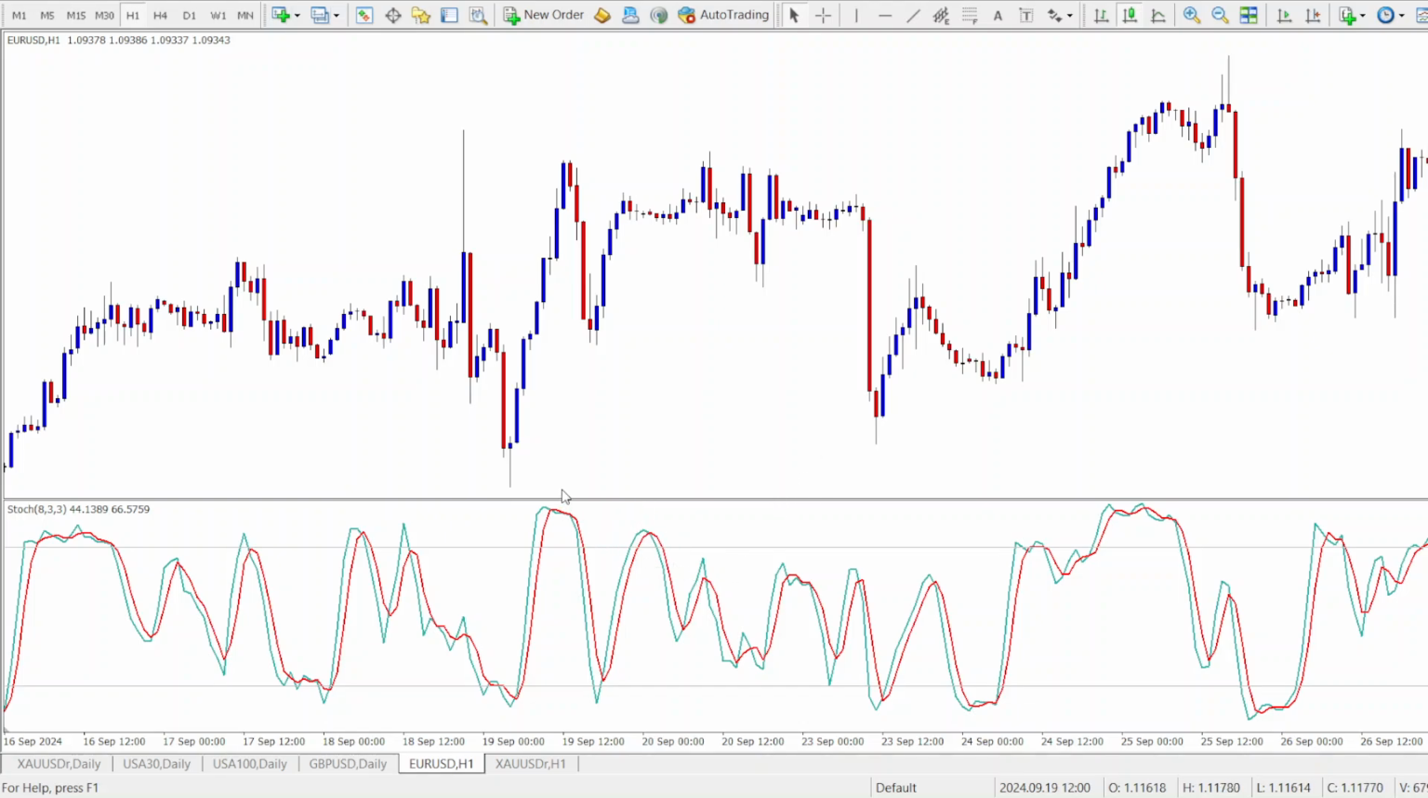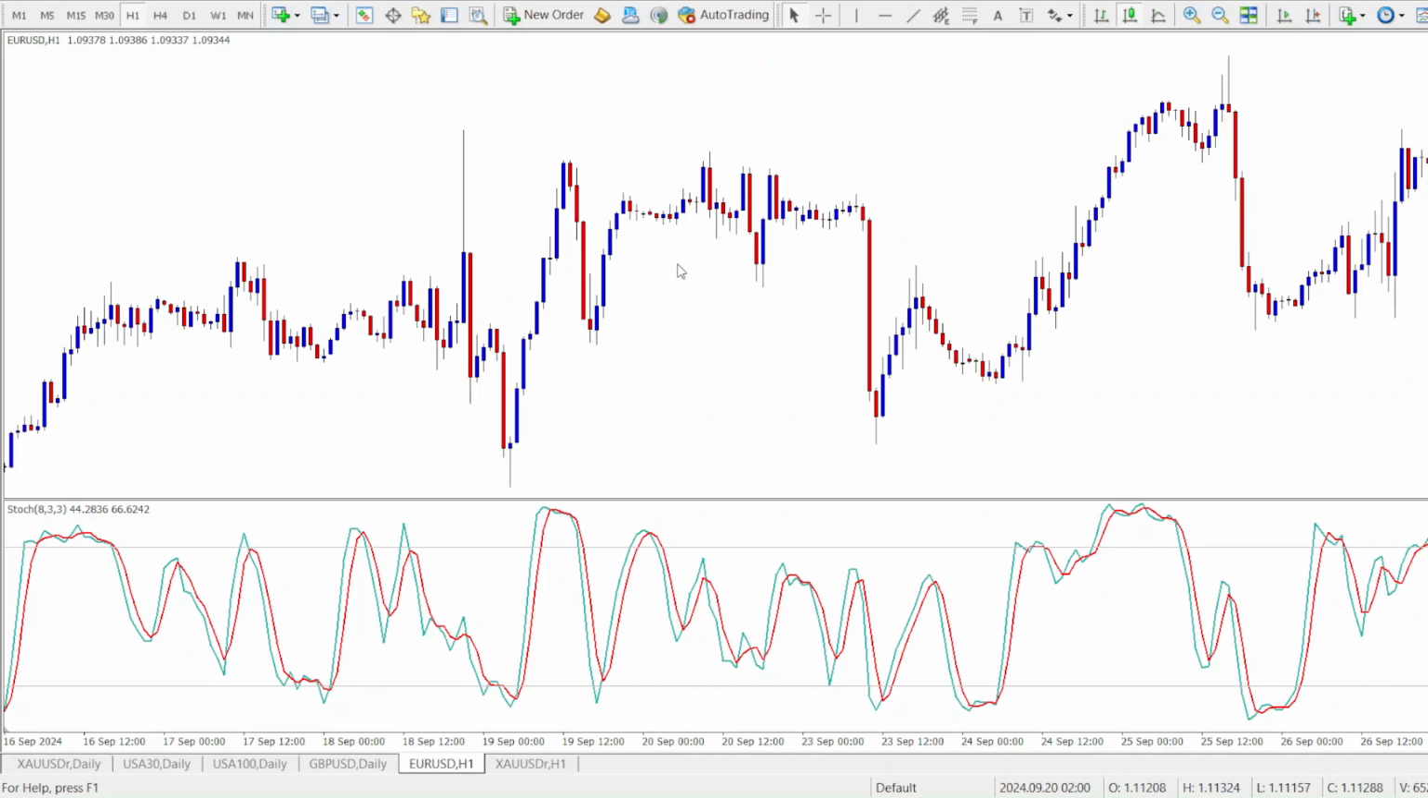Basically, it works with the crossover strategy. You can see that the stochastic oscillator has two lines, which are the main line and the signal line. Now the stochastic oscillator is also measured on a scale of 0 to 100, as we can see. Readings above 80 indicate overbought conditions. Readings below 20 indicate oversold conditions, right?